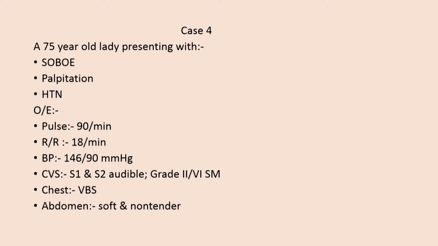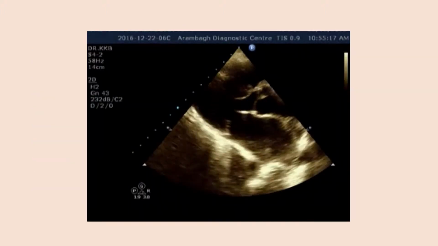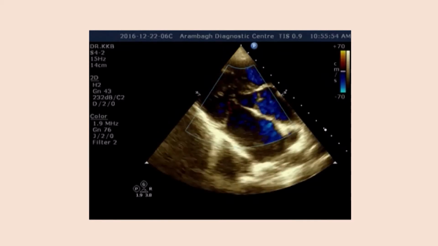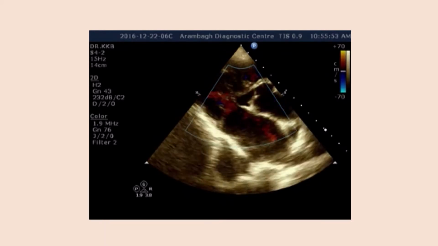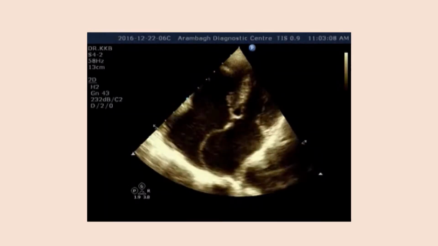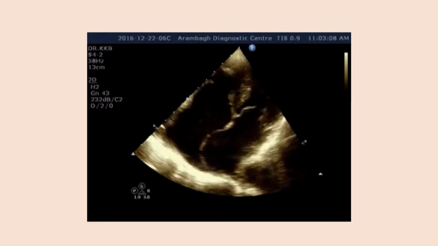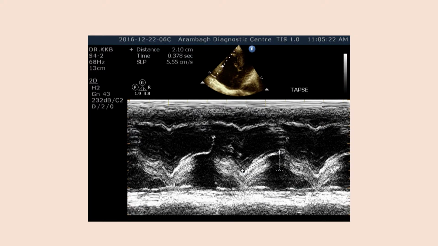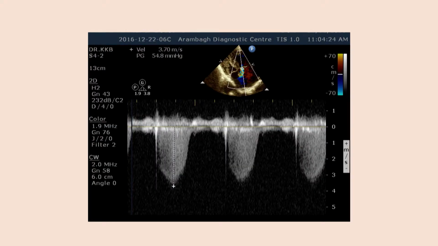Now, the fourth case is one of a 75-year-old lady. I did this in a suburban area, way out outside Calcutta, and there this lady presented with shortness of breath on exertion, palpitation, and she was hypertensive. As I did the echo, I found this. There are dilated right-sided chambers, and the interatrial septum bulged towards the RA, and perfectly normal RV systolic function with a TAPSE of around 2.1 centimeter, and the TR gradient of 55 approximately.